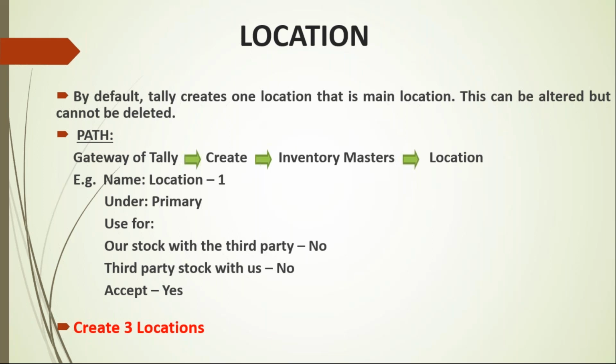Just like ledgers, cost category can be altered but cannot be deleted. So I can change the name. I don't want the main location name to appear, so I can change the name to the company's name. But other than that, I have no rights to delete them.